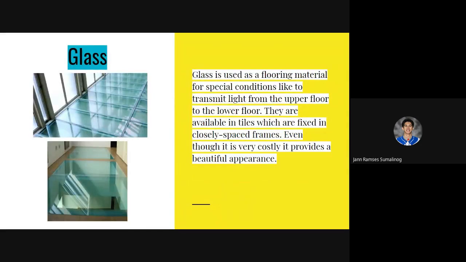Next is the glass. So glass is used as a flooring material for special conditions like transmitting light from the upper floor to the lower floor. They are available in tiles which are fixed in closely spaced frames. Even though it is very costly, it provides a beautiful appearance.